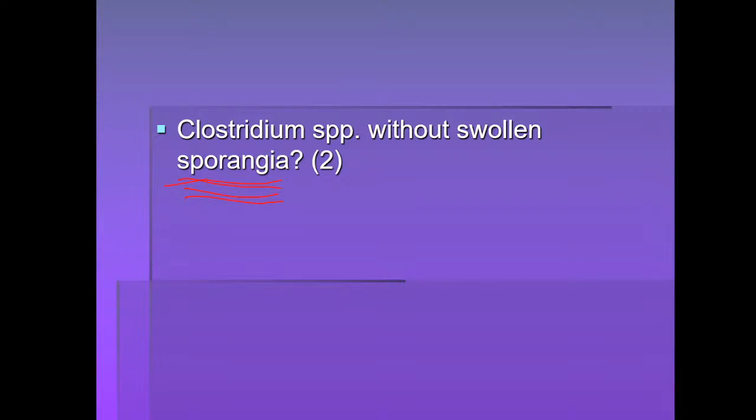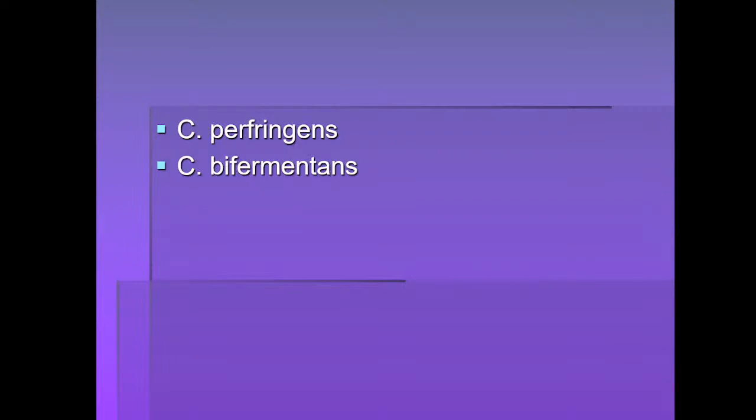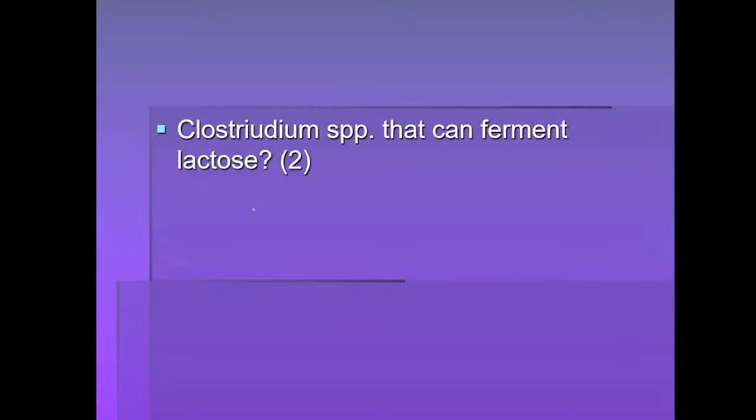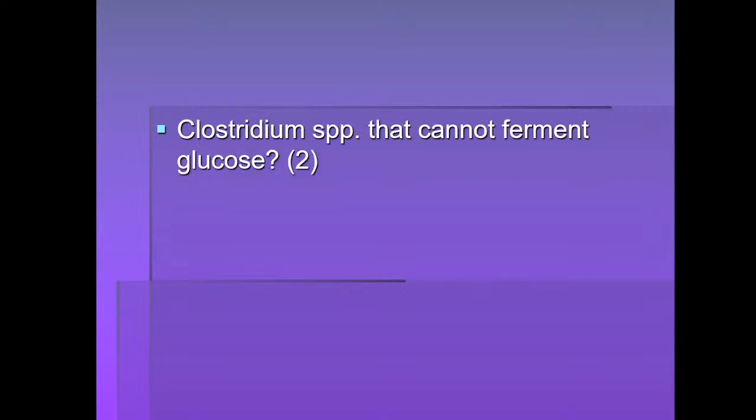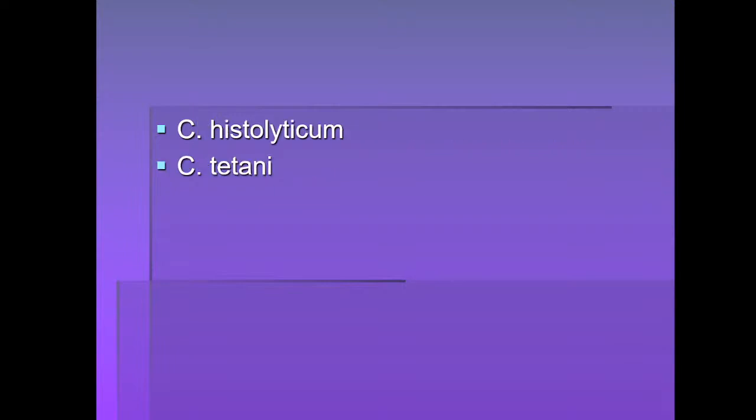Clostridium species without swollen sporangia are Clostridium perfringens and Clostridium bifermentans. Clostridium species that can ferment lactose are Clostridium septicum and Clostridium perfringens. And organisms under the Clostridium genus that cannot ferment glucose are Clostridium histolyticum and Clostridium tetani.